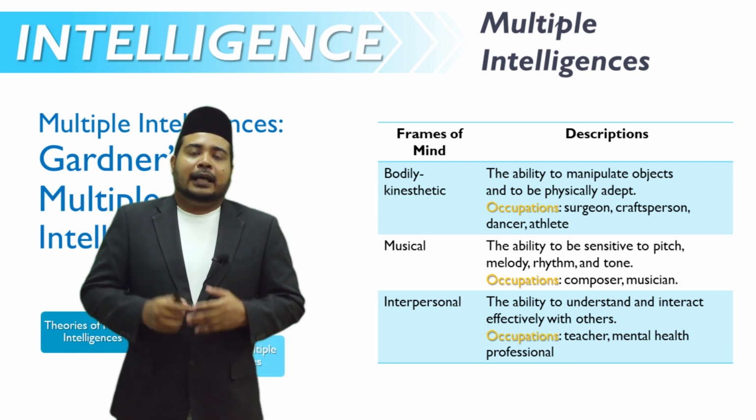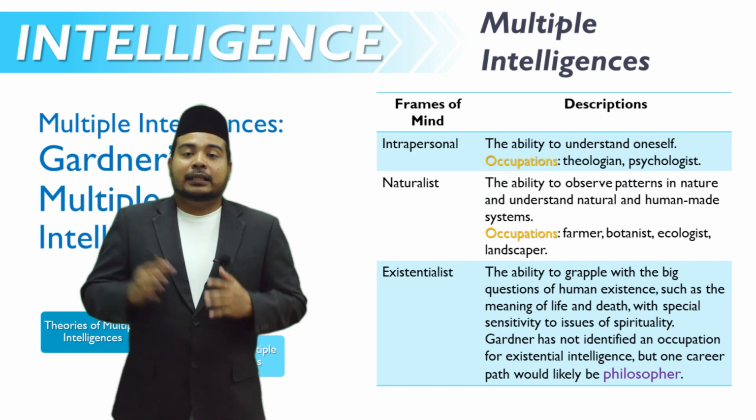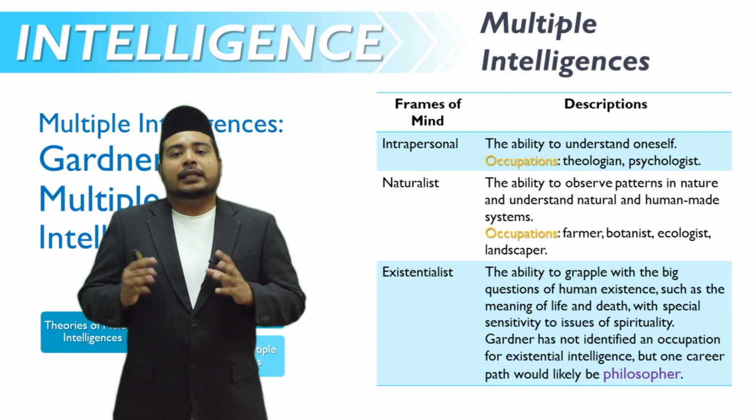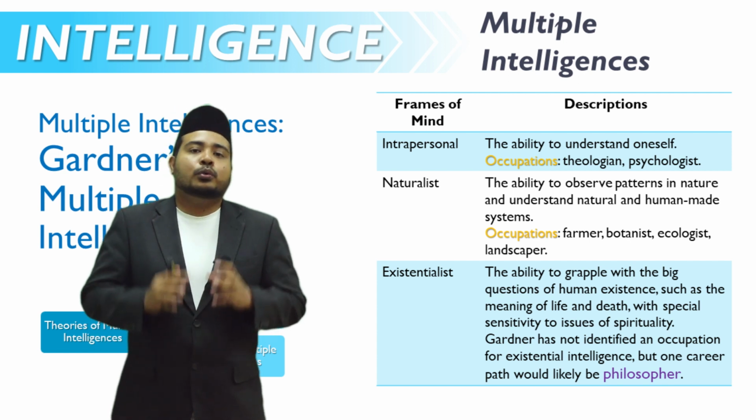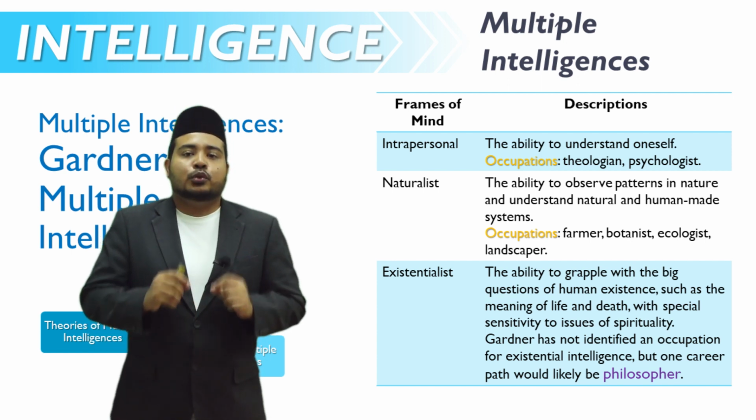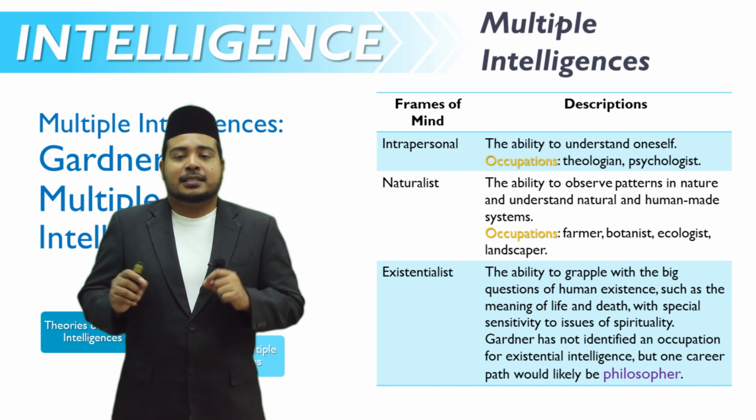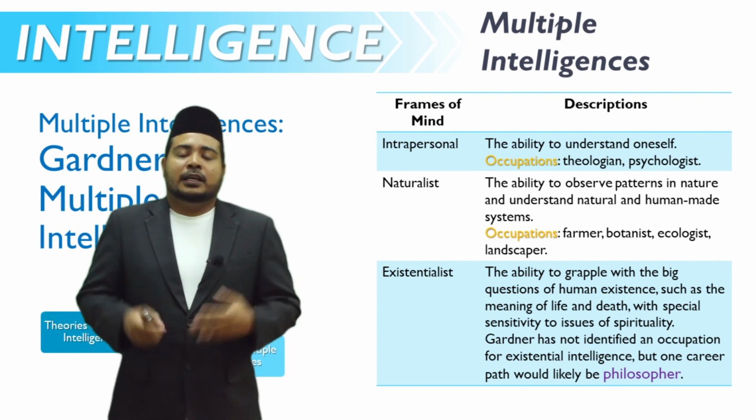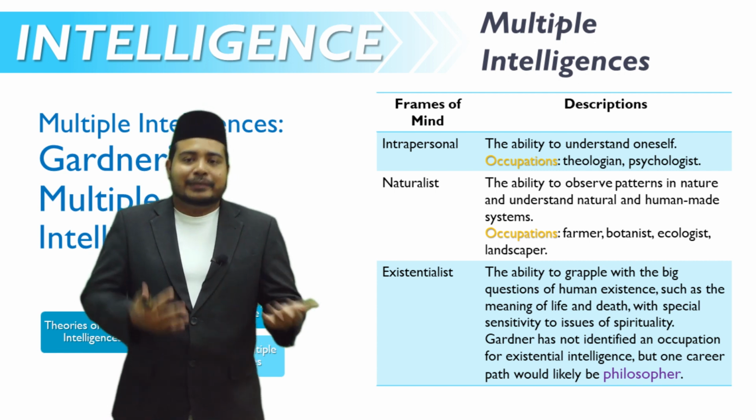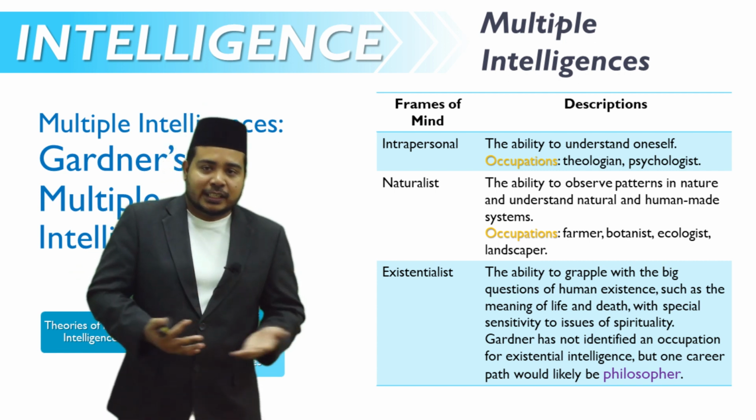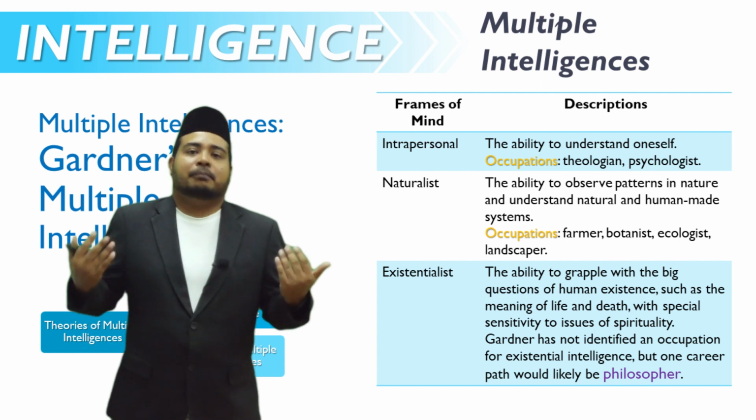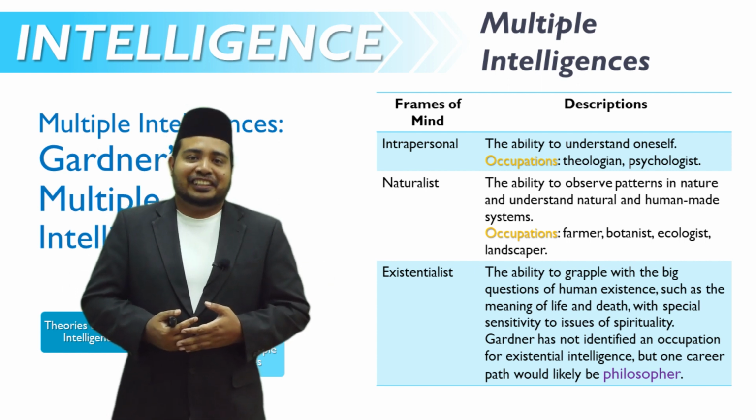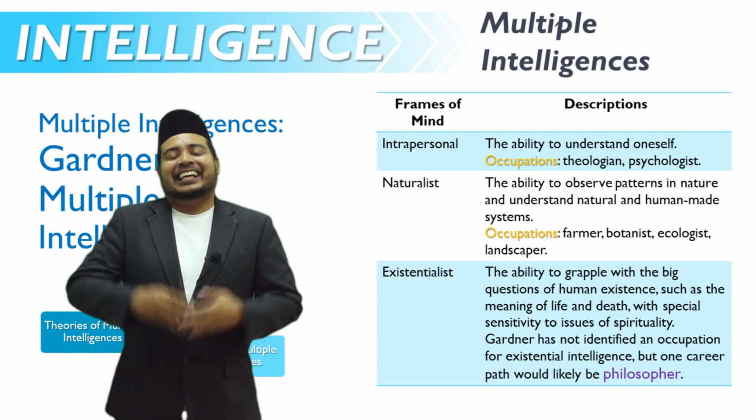And the next type of intelligence is intrapersonal. Just now, interpersonal. This is intrapersonal. People who have the ability to understand oneself. These people are suitable to work as theologians or even become, like me, a psychologist. But I don't even know whether I have intrapersonal intelligence or not. Okay, goes next.